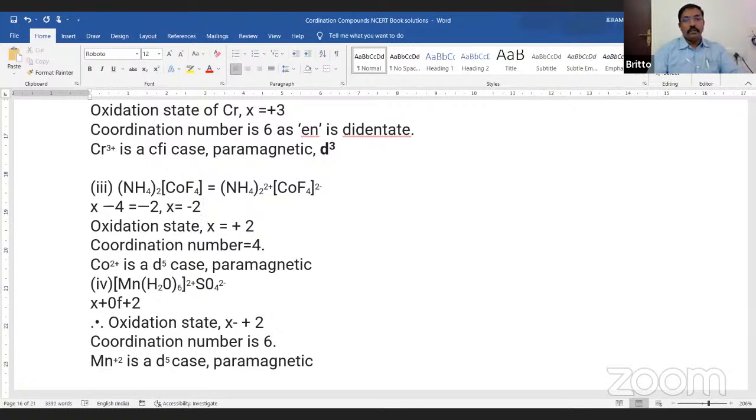So x equals -2 plus 4, equal to plus 2. The oxidation state of cobalt here is cobalt 2.